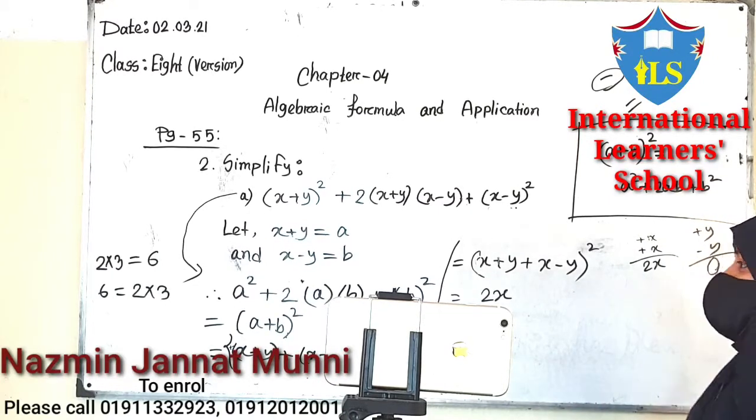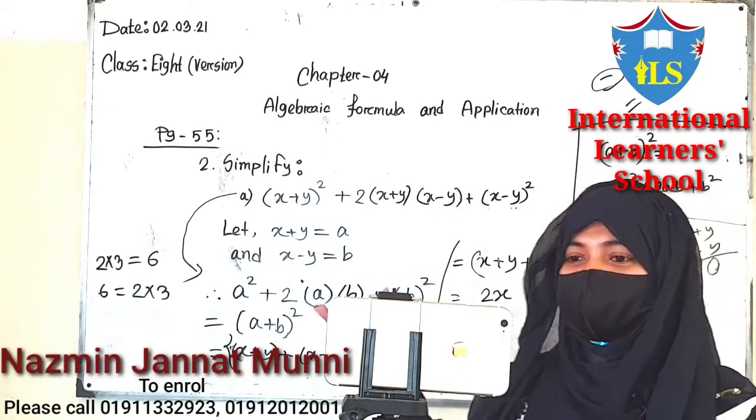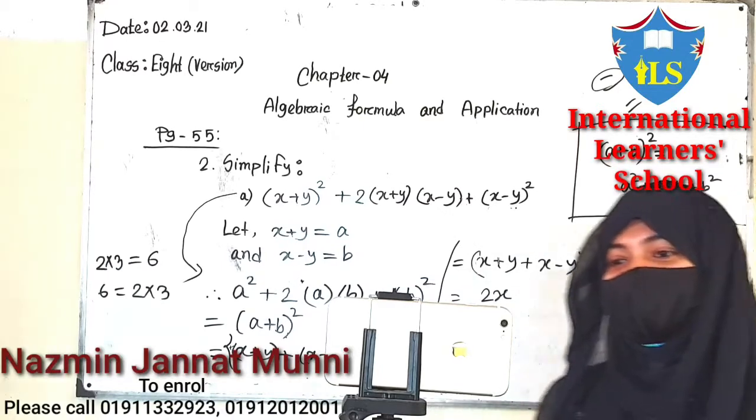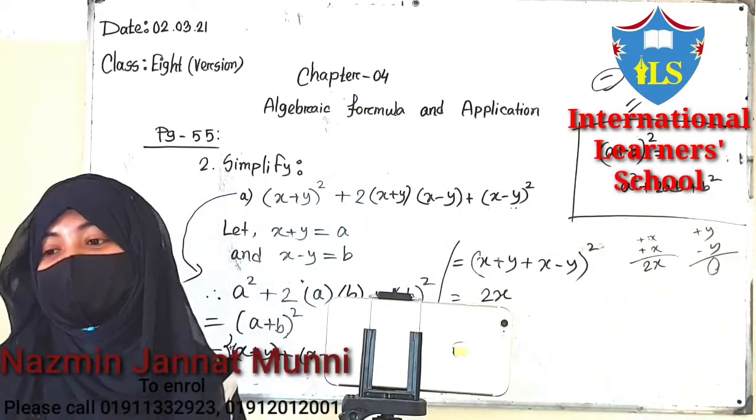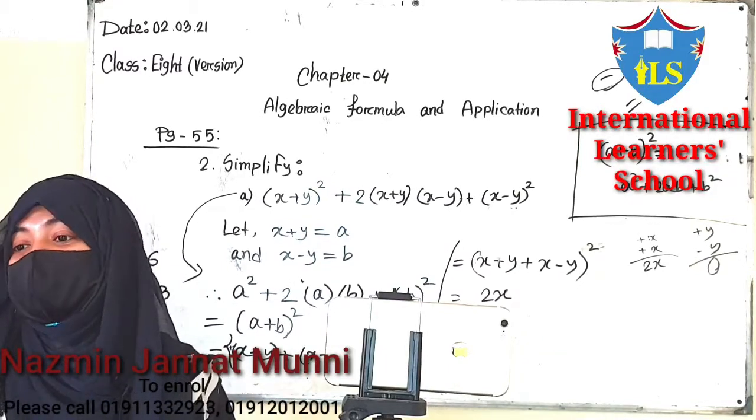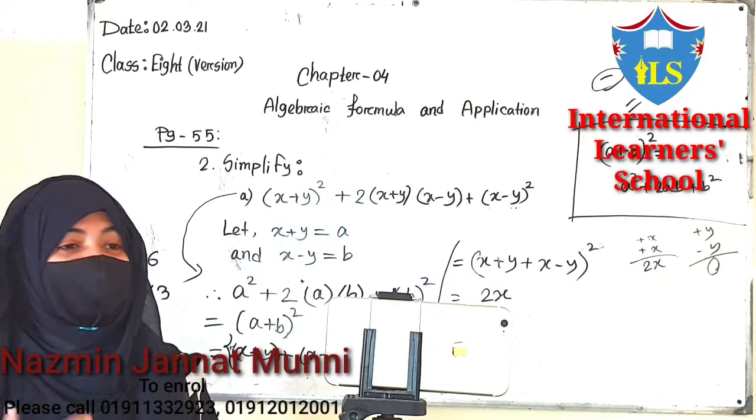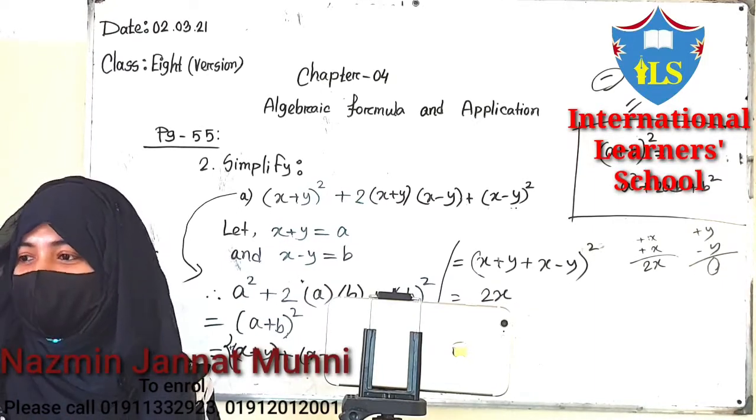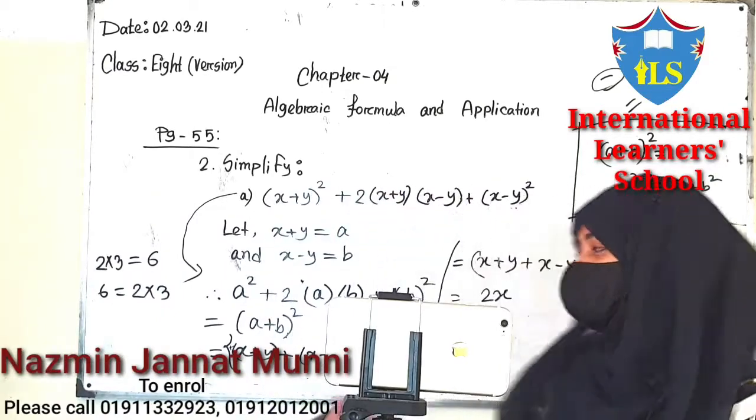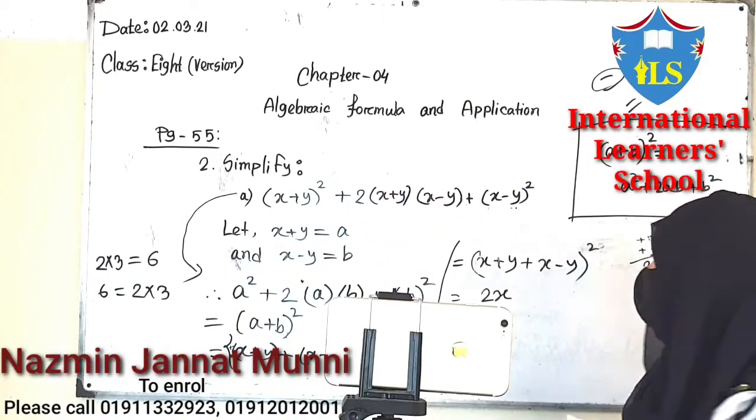Now you can ask me, Miss, why didn't you add these things? Why didn't you add y and y all together? There is the answer, which is when the signs are different, you cannot add the numbers. When signs are different, you have to subtract these things. Okay? That's why I just subtract these things, plus y and minus y. Finally, I got nothing, 0.